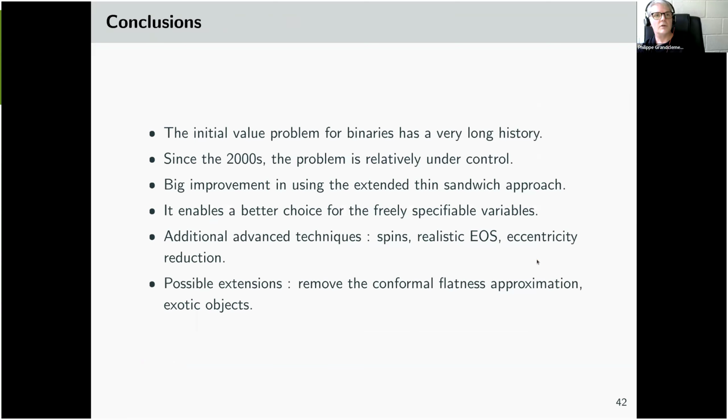I will skip that. And so I will conclude by saying that this initial value problem has a very long history, going back to the 60s. I think the problem is relatively under control since the beginning of the century. A big improvement has come from the use of the extended conformal thin sandwich approach. And right now we have refined that, but essentially the method is the same. By refinement, I mean the inclusion of spin, realistic equation of state, eccentricity reduction, and stuff like that. But the equations are the same. And I will stop here, I think, if you want to ask some questions.